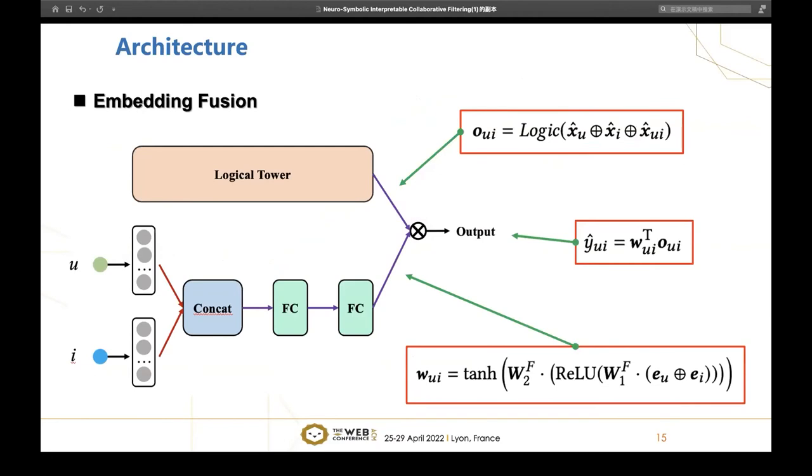Since the original RL structure can't use the embedding information of users and items, we have added the embedding feature part to the original basis. This method will not affect the output of the rule tower, so it retains the interpretability of the model. In addition, different from RL using a linear layer with globally shared rule weights, our method relies on personalized rule weights for different user item pairs.